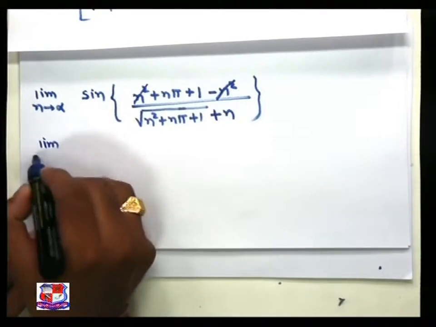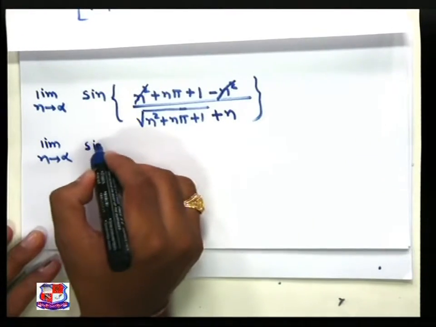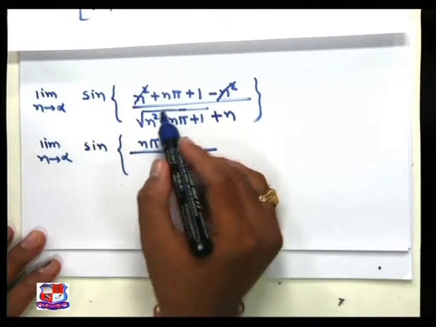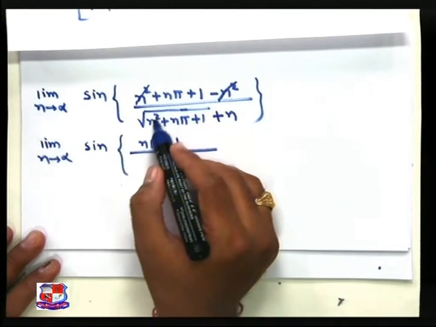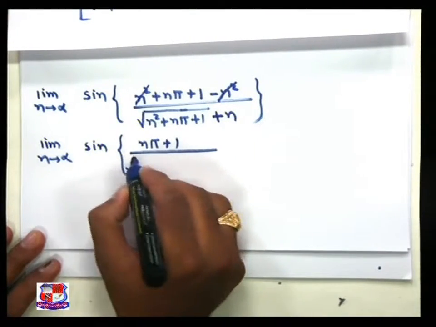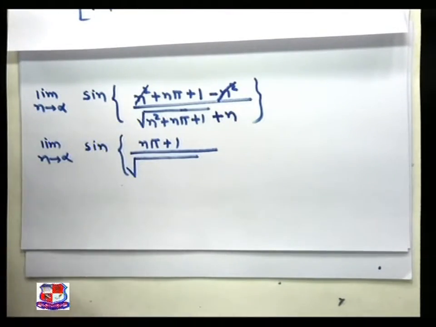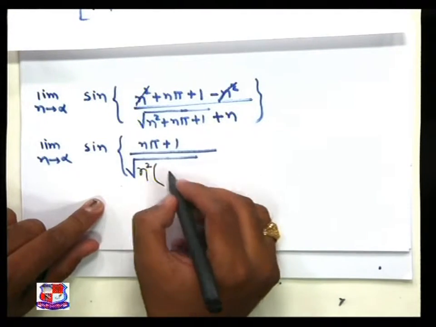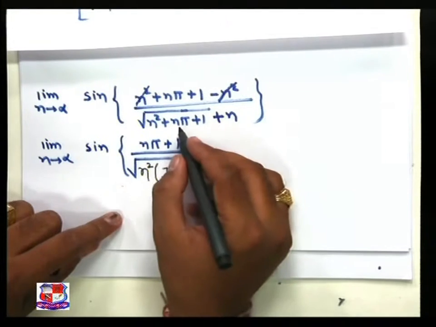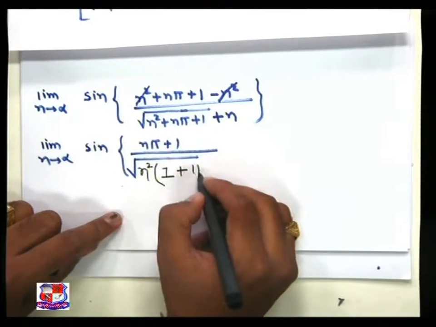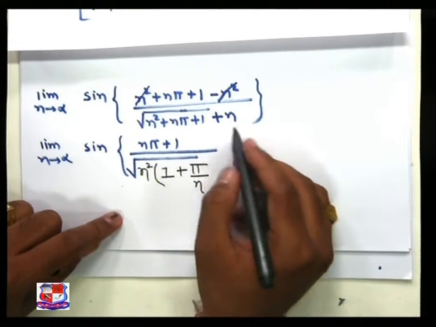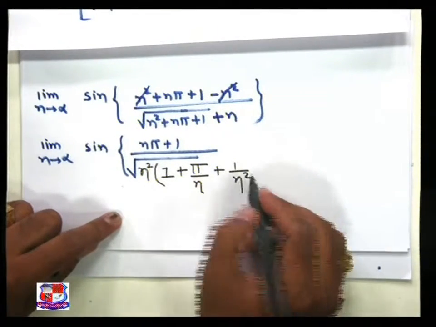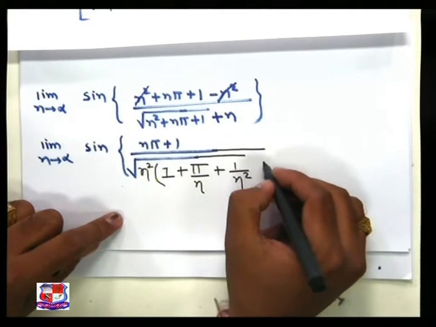Now we write it limit n tends to infinity, sin of (n pi plus 1), divided by the maximum power of n, that is n square, so we are required to take a common n square here, that is square root, n square is common, so n square, no value remaining, so here 1 plus n pi, and we want to take a common n square, so we divide by n, that is pi by n, plus here no value, so we divide 1 upon n square, so when n square divides with 1 upon n square the result is 1, plus n as it is.